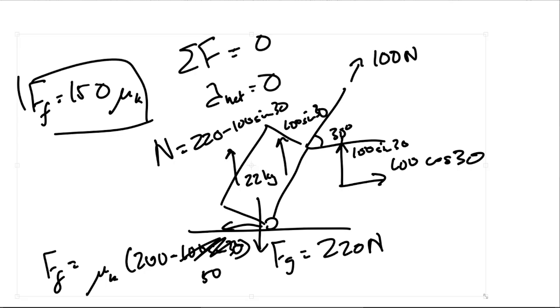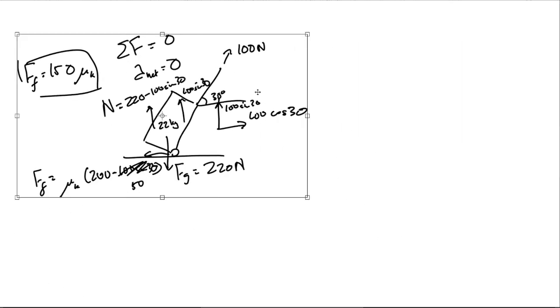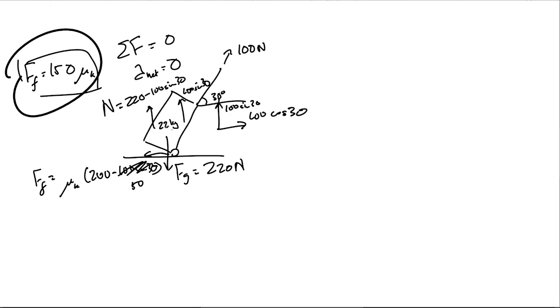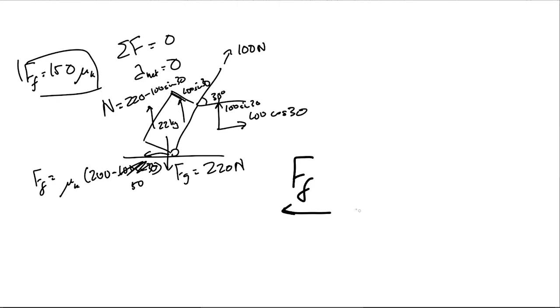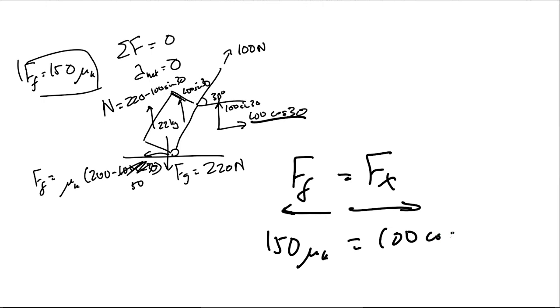I'm going to make this a little bit smaller, just so my head can be a little bit clearer. All right, so we've gotten to this point. We know that that's our frictional force. So our frictional force needs to completely counteract this 100 cosine 30, because we have no net acceleration, which means that all our forces have to cancel. That means that our frictional force has to be equal to this F of x. So 150 mu k is equal to 100 cosine 30.